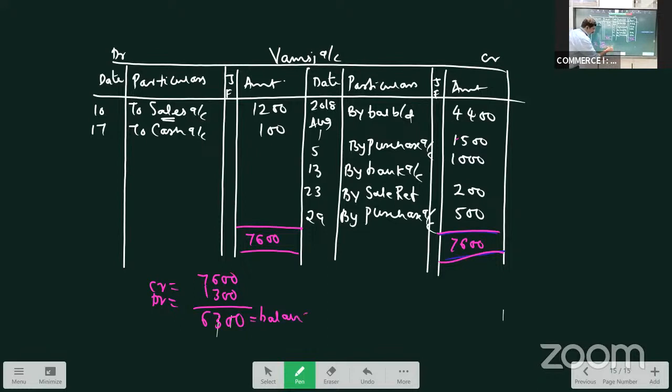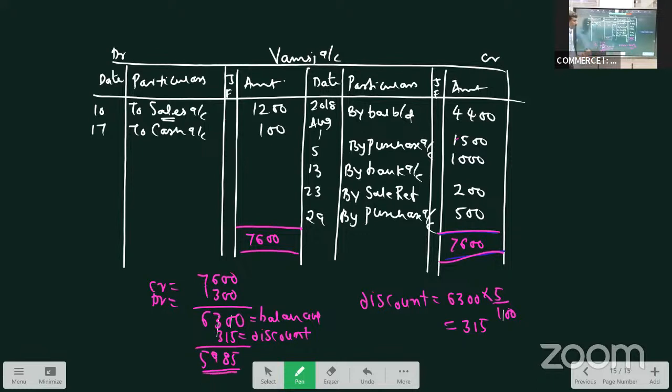As I told you, discount is always calculated on balancing figure. So discount is equal to 6,300 into 5 by 100. That would be 315 rupees. So deduct 315 rupees, discount from here, you will get 5,985. You remember, this is a final amount due and this is a discount.